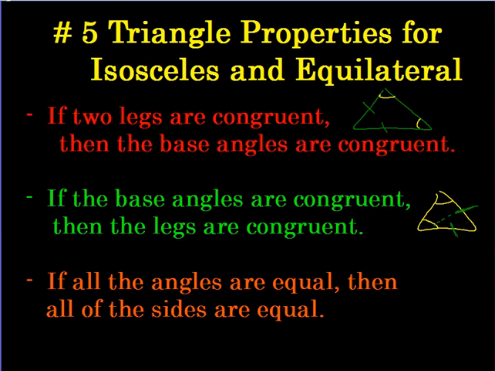And then finally, if all the angles of a triangle are equal or marked equal, like so, we would be able to say that all of the sides are also equal. Okay, those are your 5 things.